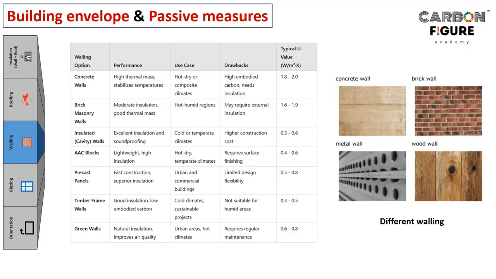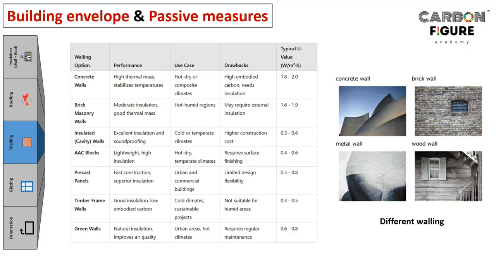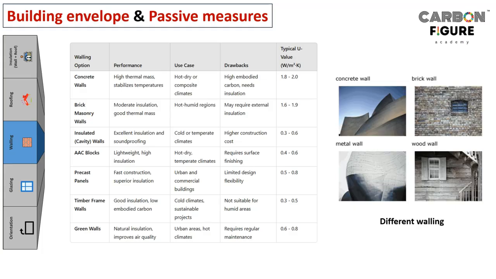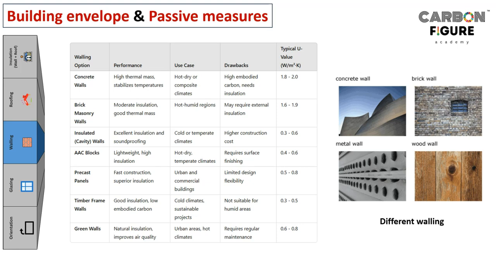Then autoclaved aerated concrete blocks, AAC blocks: they are lightweight with high insulation. They can be useful for hot, dry, temperate climates. They require surface finishing.